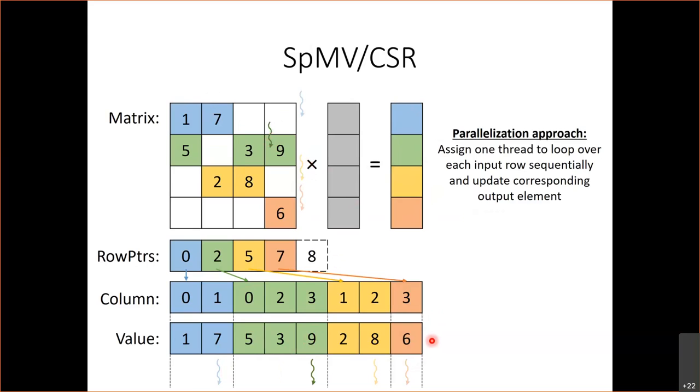Okay. So what are the advantages and disadvantages here? You have control divergence as a disadvantage. Every thread has a different amount of work that it needs to do, so we have control divergence. What's another disadvantage? Memory accesses are not coalesced. Right. When we're going through this array, the memory accesses are not coalesced.